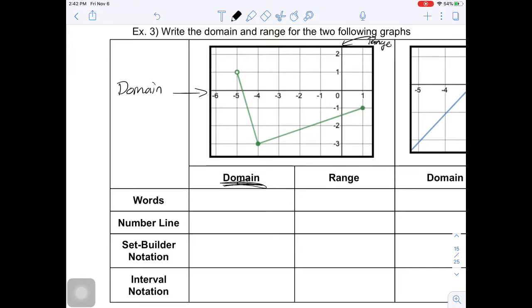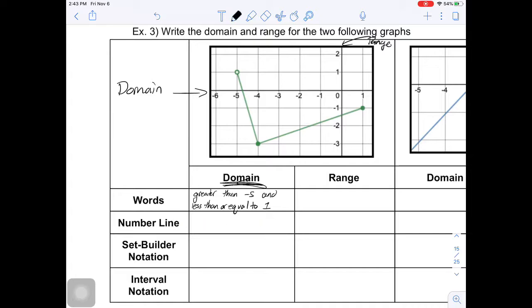So in words, it would be greater than -5 and less than or equal to +1. Right? That's in words. So our domain can either be greater than -5, but not including it, and it can be less than or equal to 1 because we have a shaded in circle.